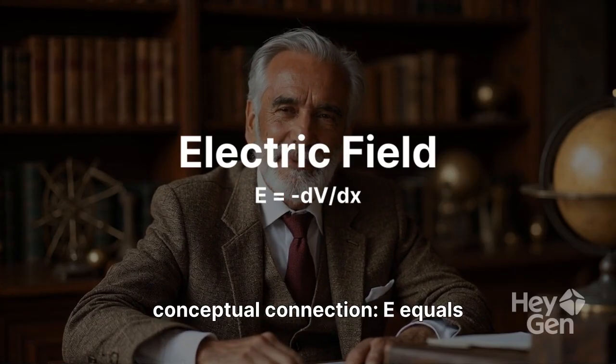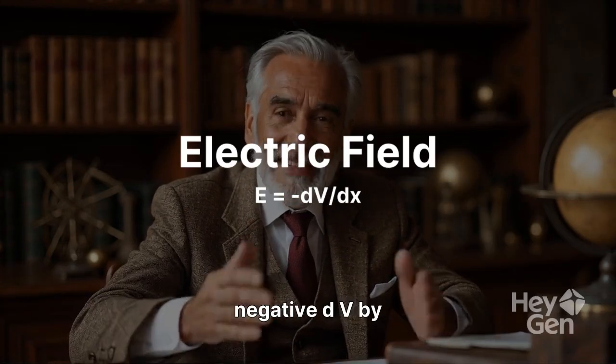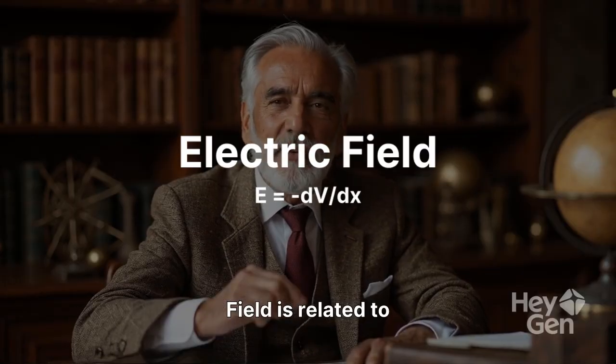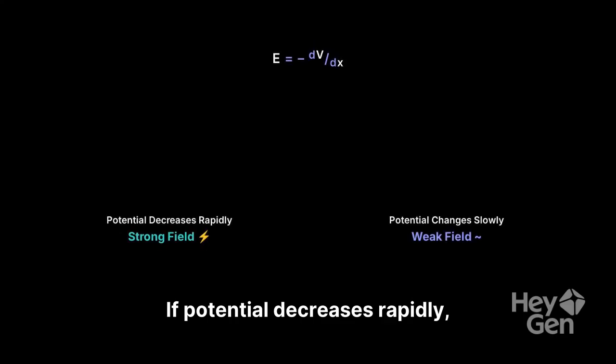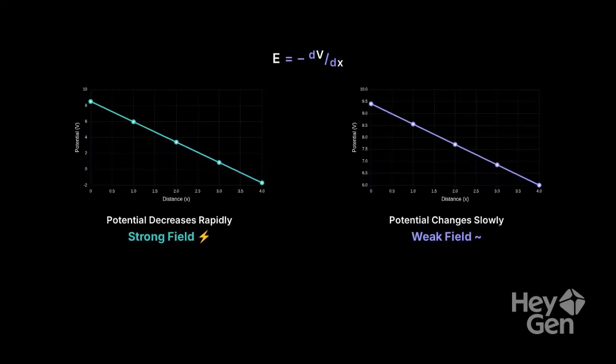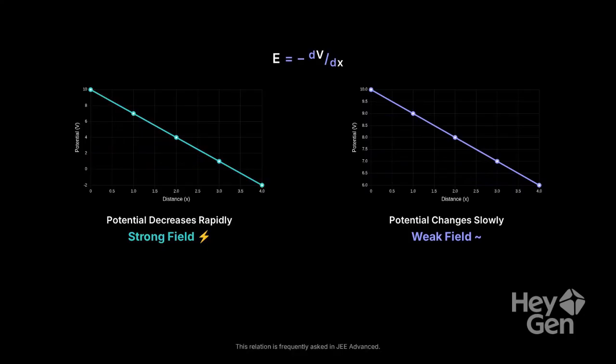This is a key conceptual connection. E equals negative dV by dx. The field is related to the slope of the potential graph. If potential decreases rapidly, field is strong. If potential changes slowly, field is weak. This relation is frequently asked in JEE Advanced.